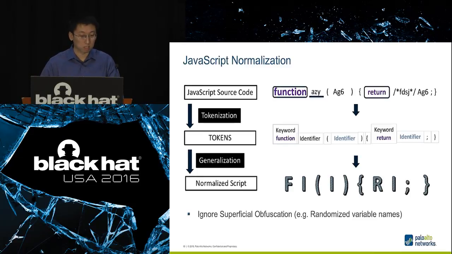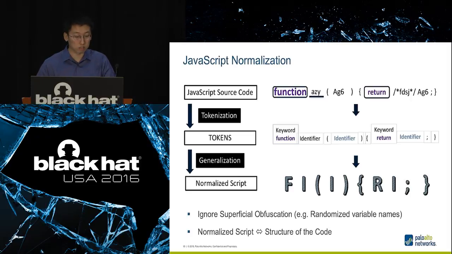Basically, the rationale behind the normalization is to ignore the superficial obfuscation techniques, such as randomizing the variable name. Different randomized variable names can be mapped to the same character after normalization. You can also tell from this example that the normalized script is more like the structure of the code. So later we will do some similarity comparison in terms of the samples' structure.